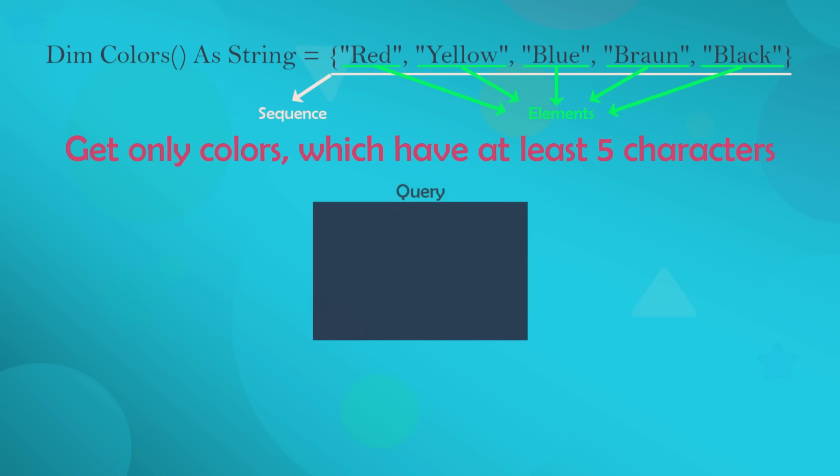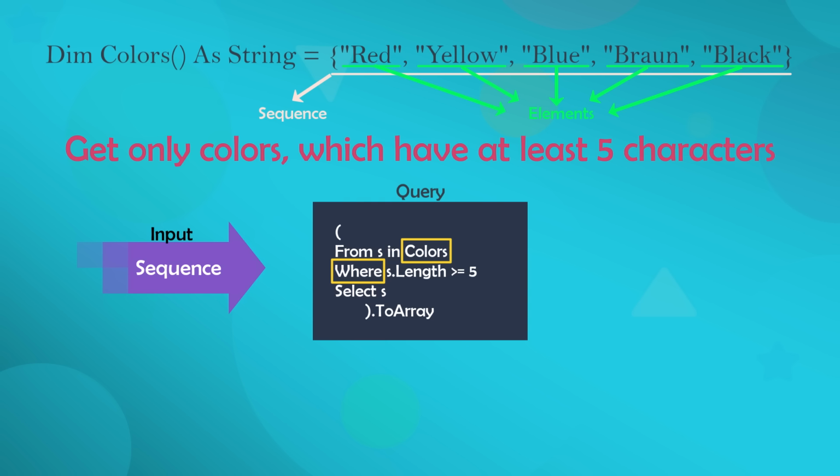As you see, I use the sequence with an operator, where the sequence here is the input sequence for the operator. Don't worry if you don't understand the query now. It's only an example to show you what each keyword means. You will be able to understand this query and all LINQ queries better at the end of this course. The output of this query is the following sequence, which contains only the colors, which have at least 5 characters.